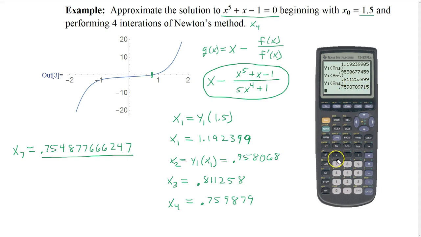So that's how you can use a TI calculator to do these problems very easily. It's basically you just need to enter this function right here into the Y1 register of your calculator, take your initial guess, and evaluate Y1 of your initial guess, and then just take that number and evaluate Y1 of that using the ANS feature of your calculator, and then you just keep going. Let's take a look at another example.